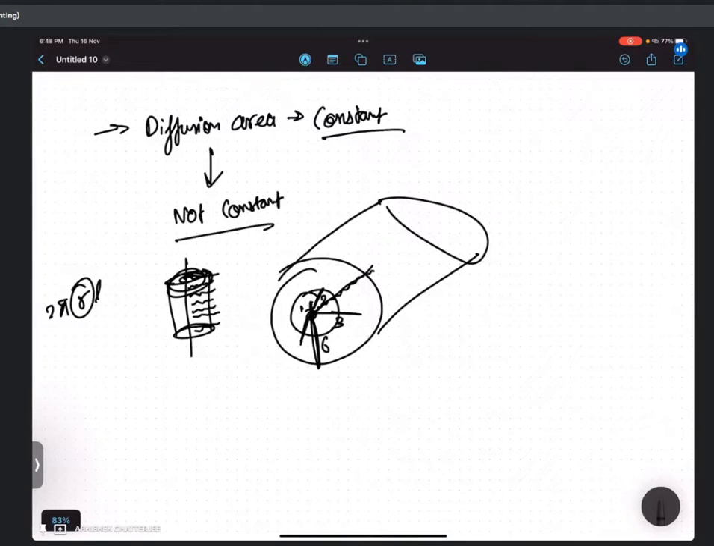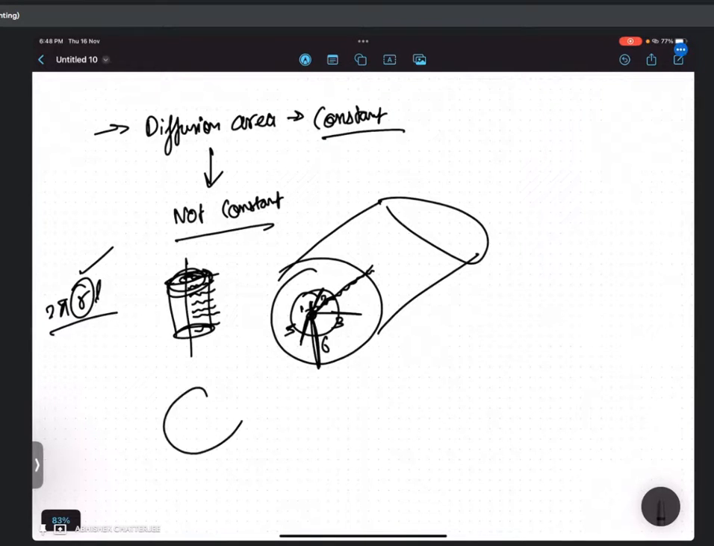Suppose some distance is there, like 5 centimeter. So this r is continuously changing. If r is continuously changing, then your curved surface area will be continuously changing. And curved surface area changing means diffusion is happening through the curved surface area only. So now the diffusion area is not constant. Clear? So this is one example.